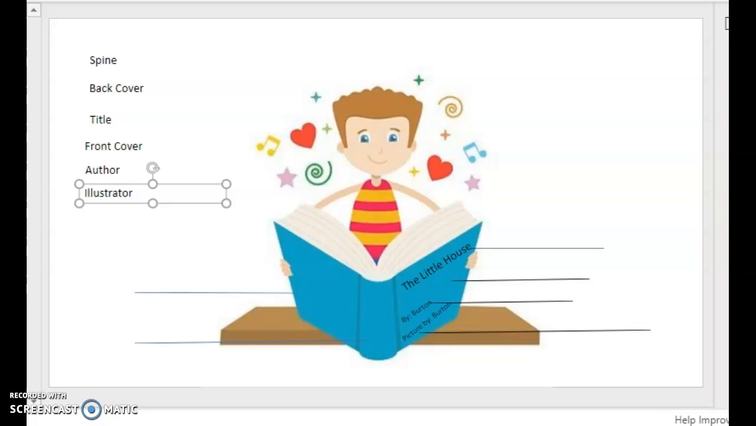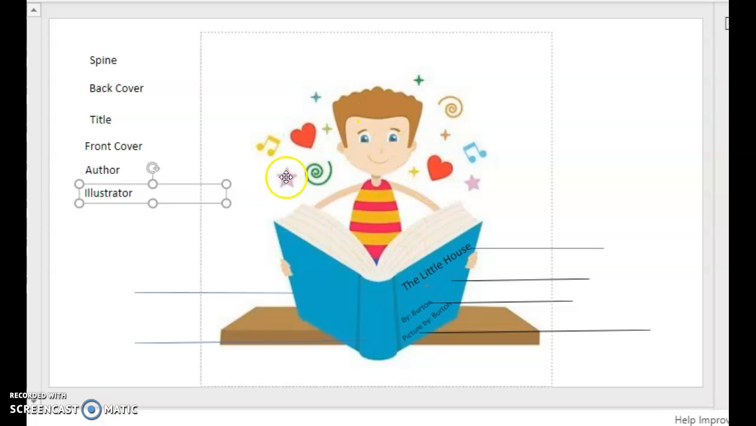Hello everybody. Today we are going to talk about the parts of a book. So we have our little friend here. He's reading a book. Obviously this isn't a real book, but he's reading The Little House. This is by Virginia Lee Burton, and she was the author and the illustrator for this book.